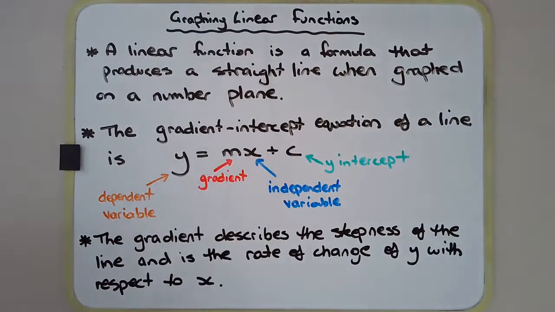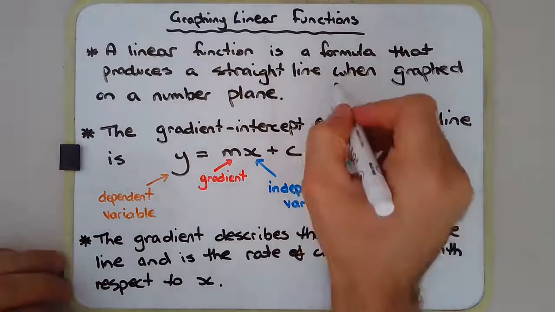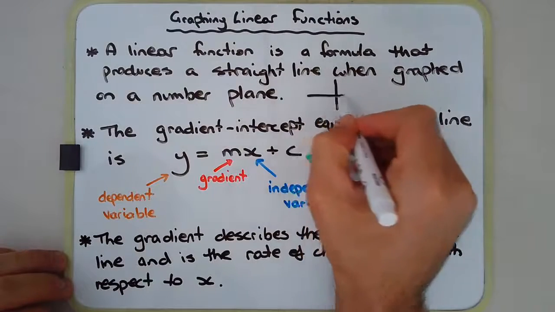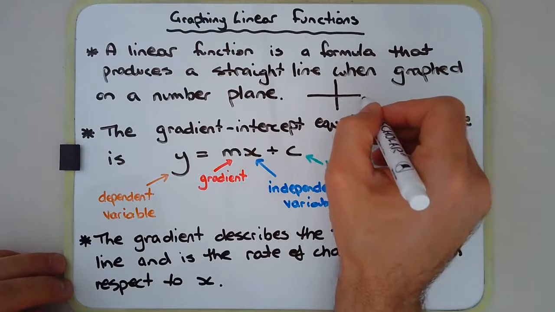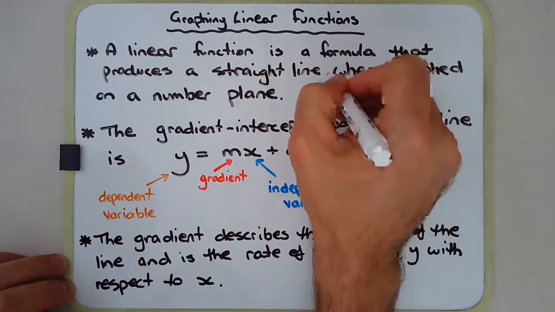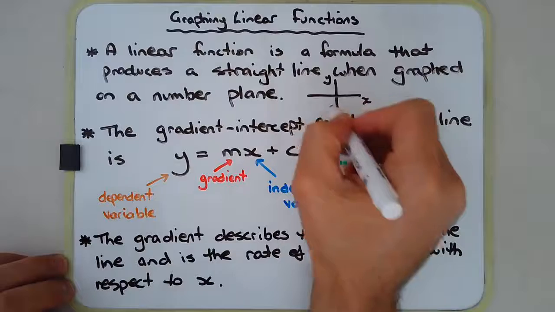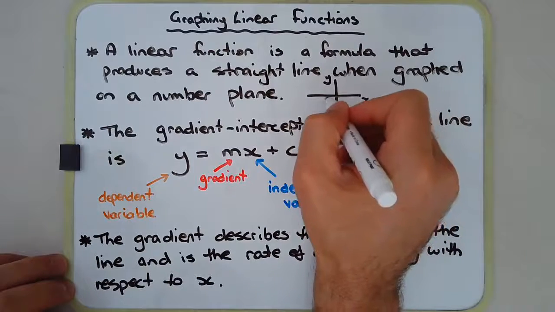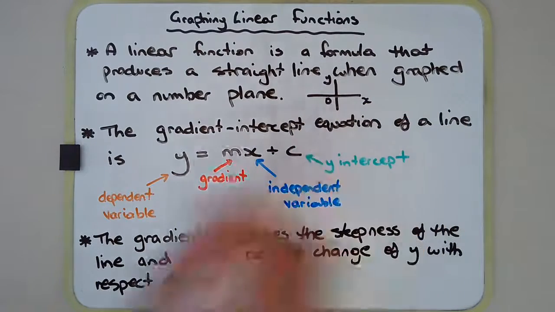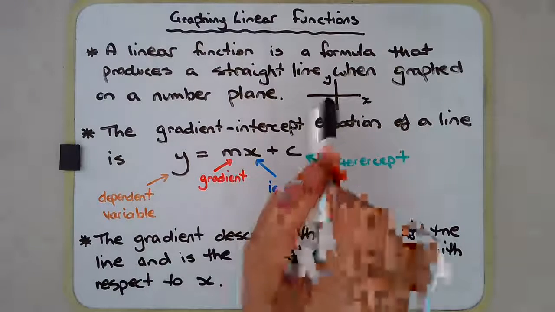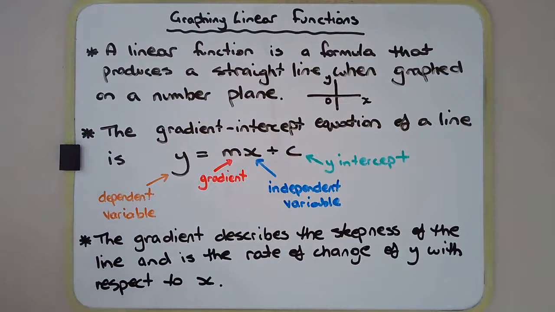If you recall with number planes, it's basically a set of horizontal and vertical axes. The horizontal axis is the x-axis. The vertical axis is normally the y-axis, and where the axes cross, we call that the origin, and that has coordinates (0, 0). I'm assuming that you're familiar with coordinates and points on a number plane. You might have seen this in the past in year 9 and 10, where you might have done some basic graphing. So this is a bit of a recap.